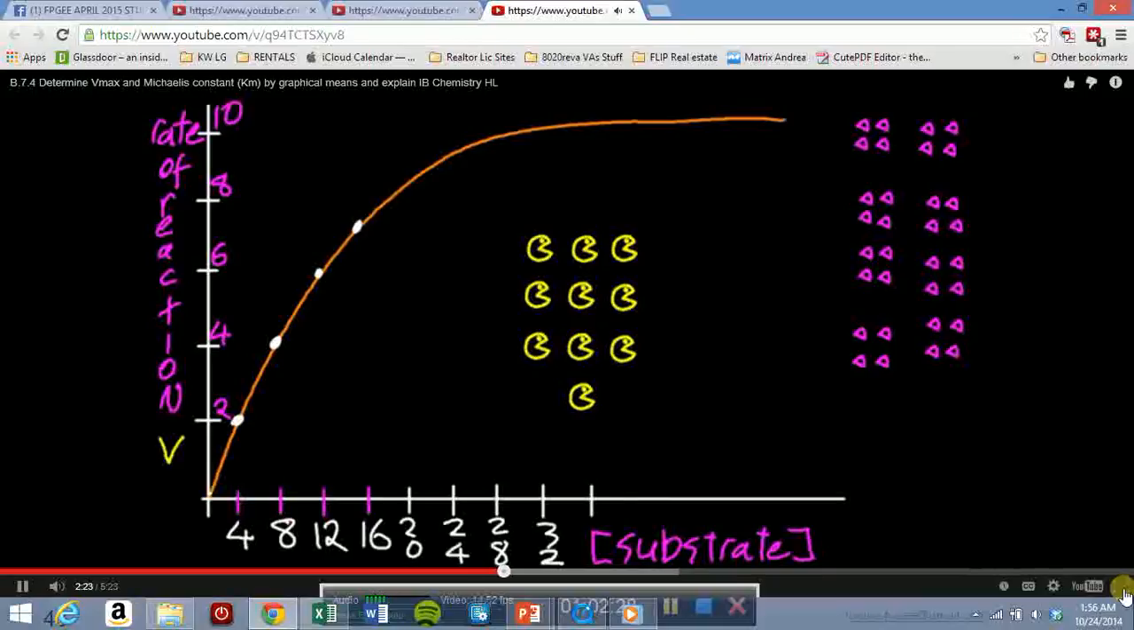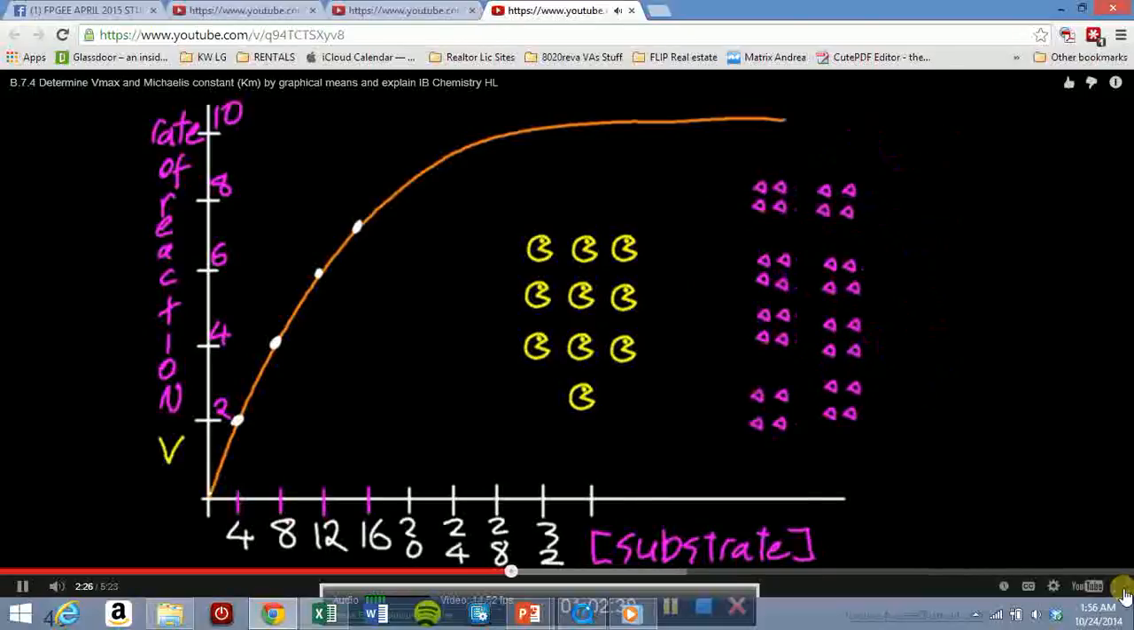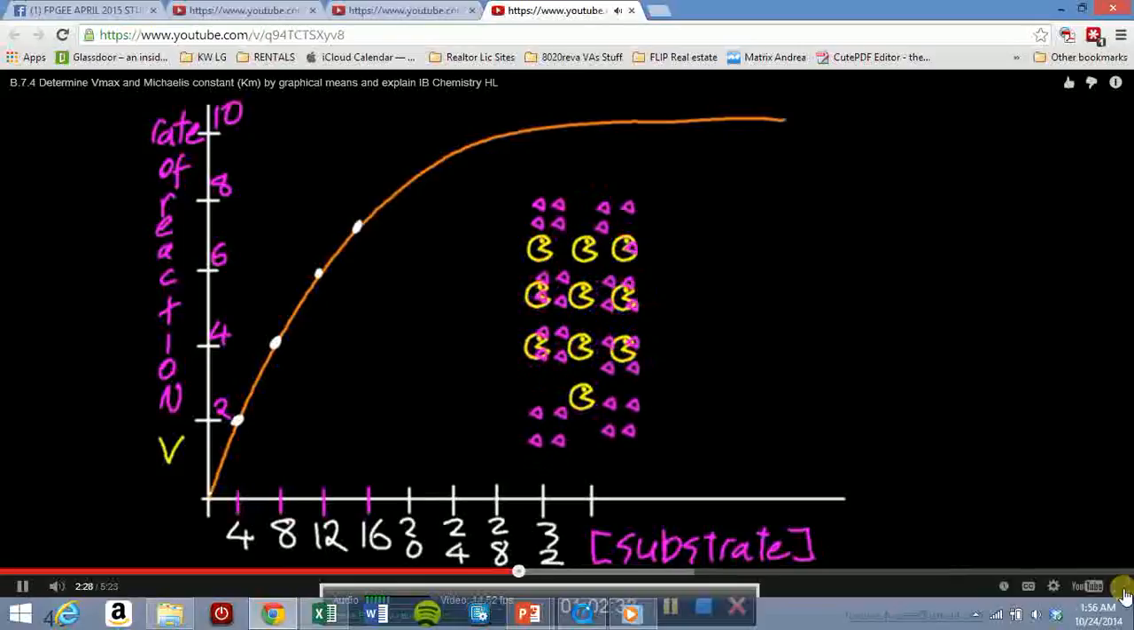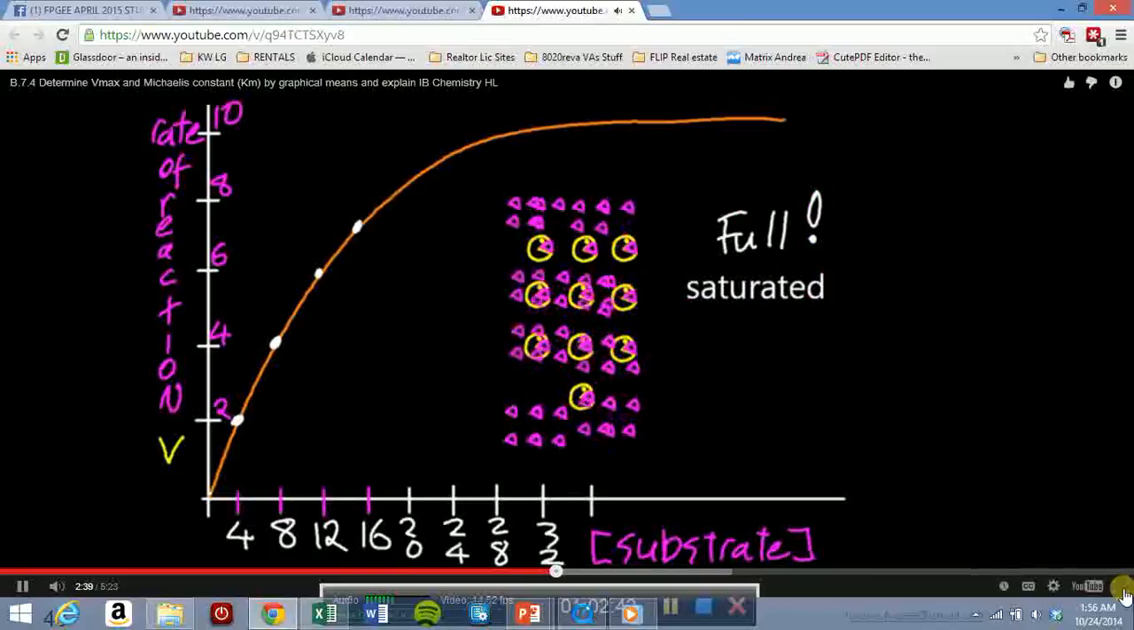Let's go crazy. Let's go up to 32. Well, now almost all of the enzyme, if not all of the enzyme, is being constantly used all the time. The maximum rate has been reached. The enzyme is full. And even if I was to double the amount of substrate up to 64, that's not going to change the rate. The enzyme's always busy, always being used with the substrate.